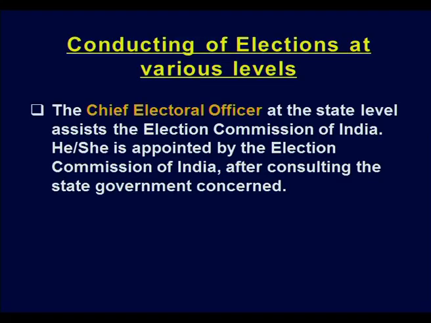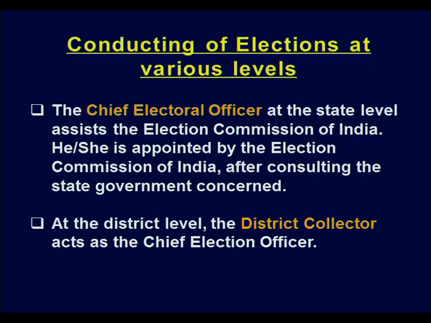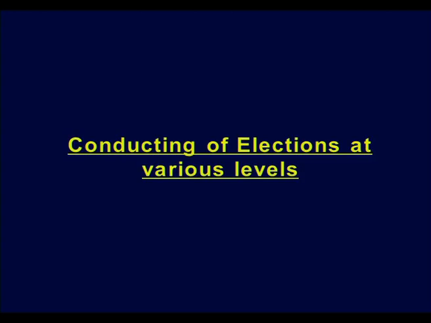Children, now let us see the various levels of conducting the elections. The Chief Electoral Officer at the state level is appointed by the Election Commission of India after consulting the state government concerned. At the district level, the district collector acts as the chief election officer, conducting the elections at various levels. Till now we have seen the main persons who are conducting the elections. Now let us see the procedure of conducting the elections.